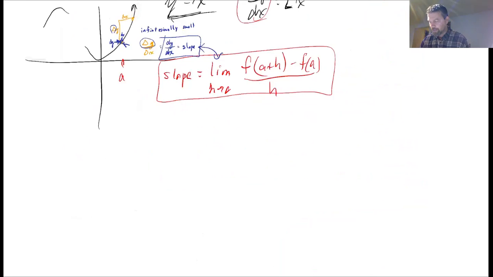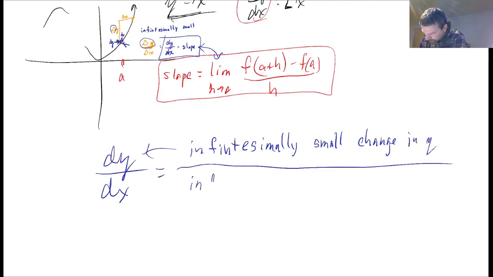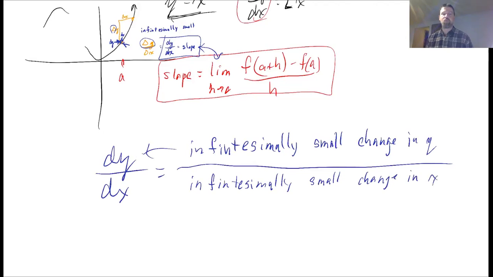So literally when people ask, what does that dy stand for and that dx stand for? That dy stands for an infinitesimally small change in y. And that dx is an infinitesimally small change in x, which is slope, change in y over change in x. We're just going infinitesimally small, so we find the slope at a particular point.